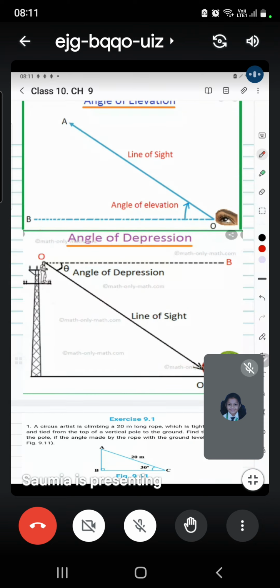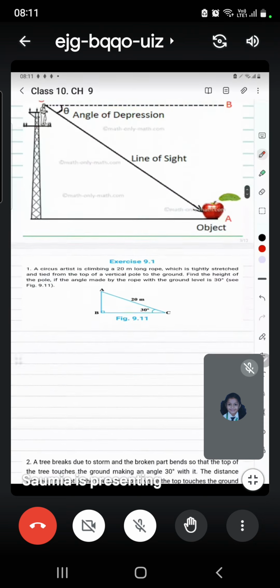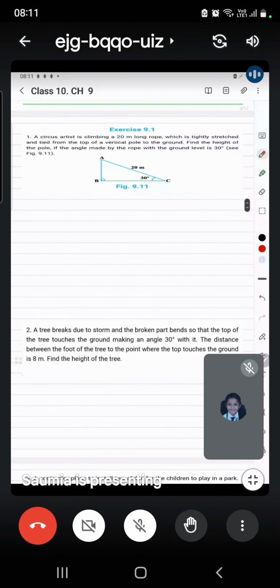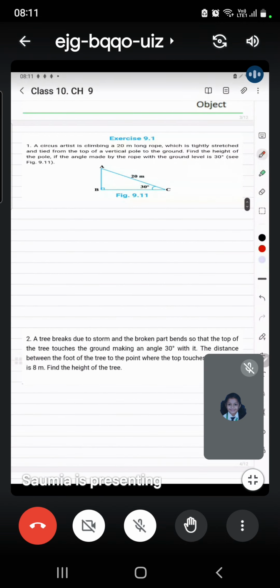Yes, ma'am. Okay. Now, let's start with the exercise. Very, very simple question. A circus artist is climbing a 20-meter long rope, which is tightly stretched and tied from the top of a vertical pole to the ground. Find the height of the pole if the angle made by the rope with the ground level is 30 degrees.